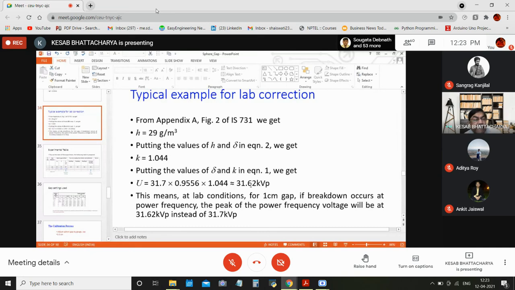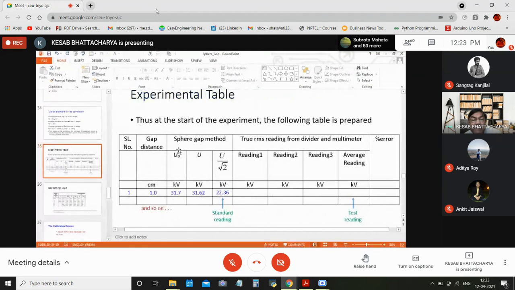Is that clear? Yes, sir. Next experimental table, you see gap distance 1, u0 31.7, u is 31.62. It has to be converted to RMS value. If you divide it by √2, it will be 22.36.